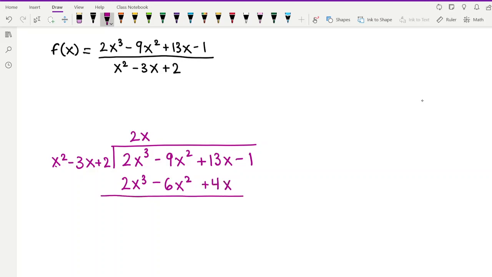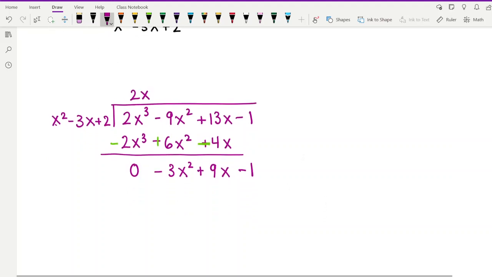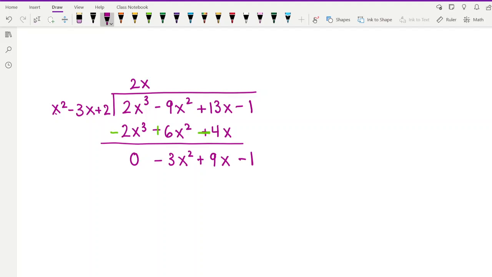Now we need to take this whole thing and subtract it. So this becomes minus, this becomes plus, this becomes minus. And so we end up with 0, then negative 3x squared, and then plus 9x. And then we bring down the minus 1. Our next step is to divide our divisor, x squared minus 3x plus 2, into negative 3x squared plus 9x minus 1. How many times does x squared go into negative 3x squared? Negative 3.